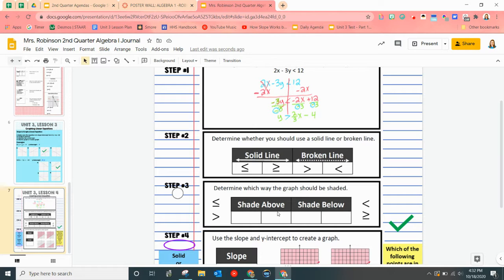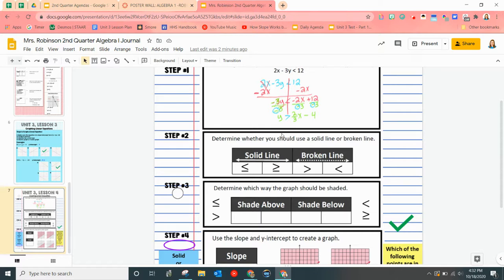So now we need to decide, is it shaded above or below? Here's how you tell. Because we have y, remember, all this depends on y being on a side by itself. You can't look at your symbol and decide if it's shaded above or below until y is by itself. That's why we solved first. Well, y is on one side by itself, and I see that it's greater than.